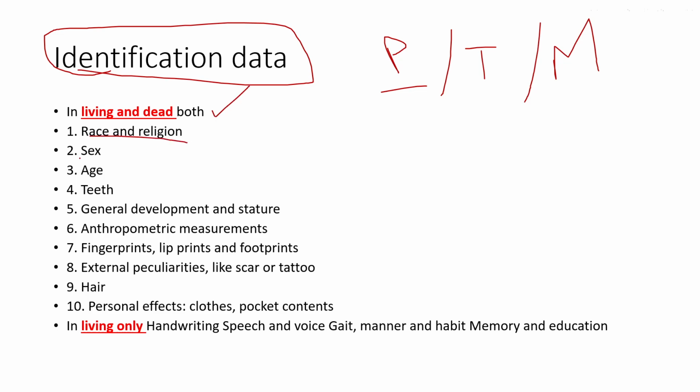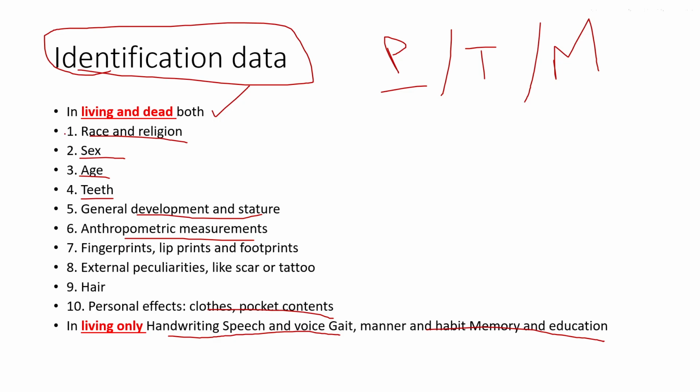and religion, sex, age, teeth, genital development and stature, and anthropometric measurements, fingerprints, lip prints, footprints, external features like scar, tattoos, hair, personal effects like clothes, pocket contents, and only in the living, handwriting, speech, voice, gait, manner, habit, memory, and education. Right? There are different parameters through which we can identify a person that is living or dead.